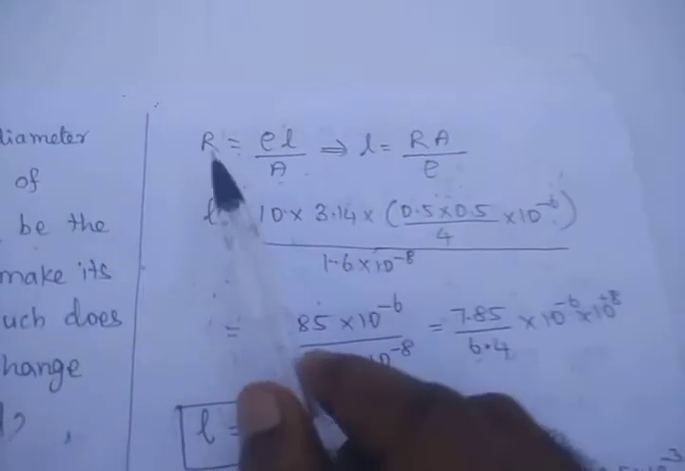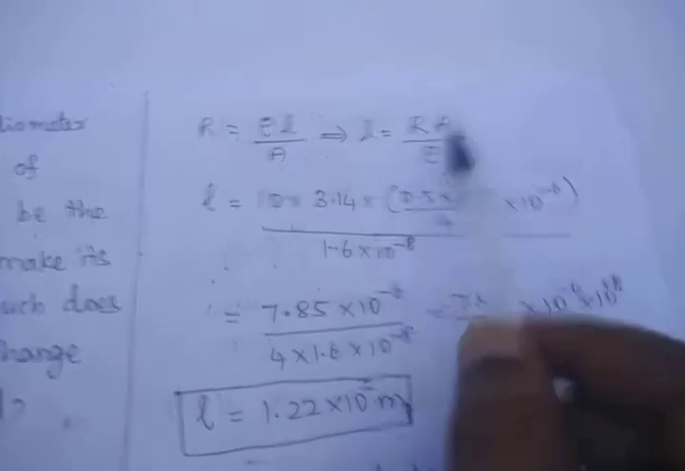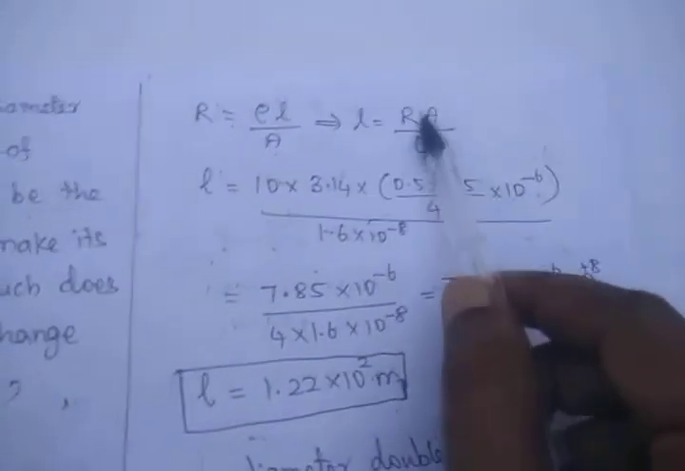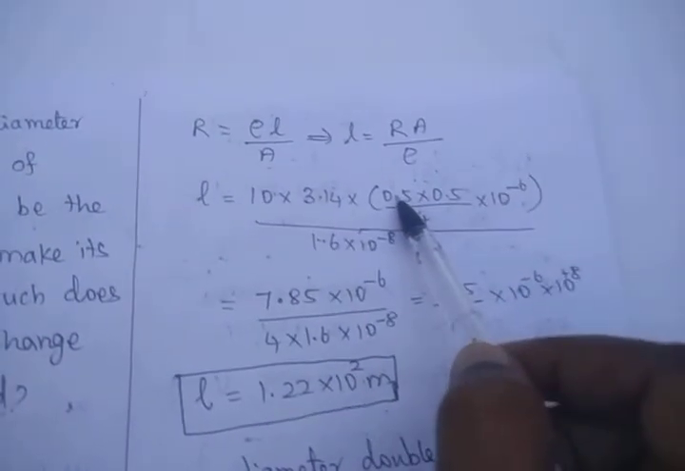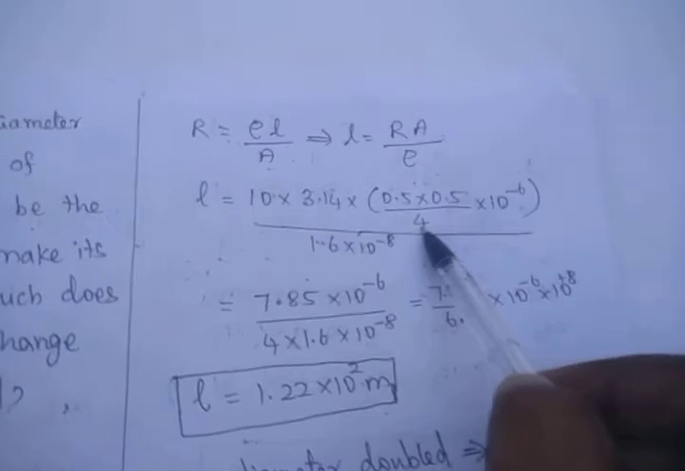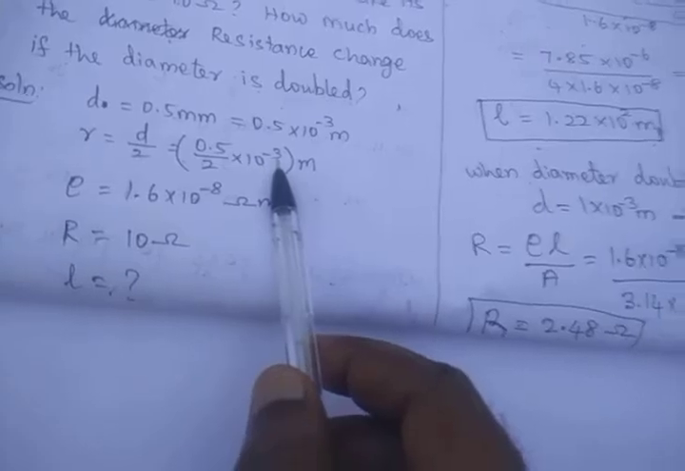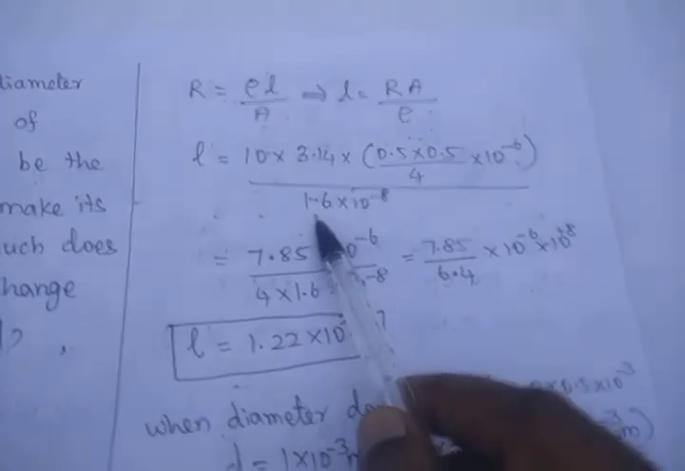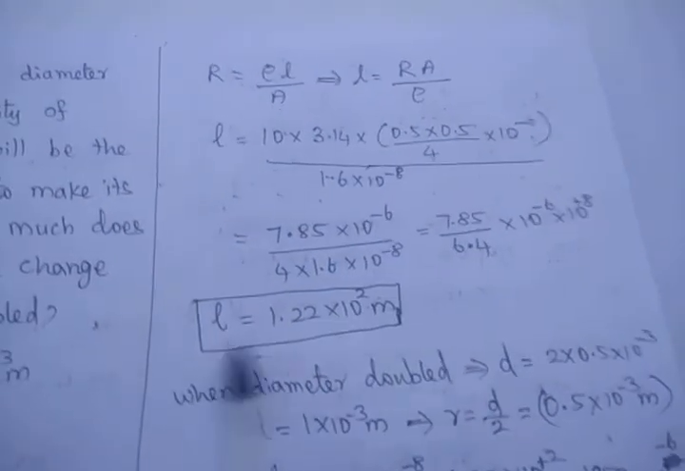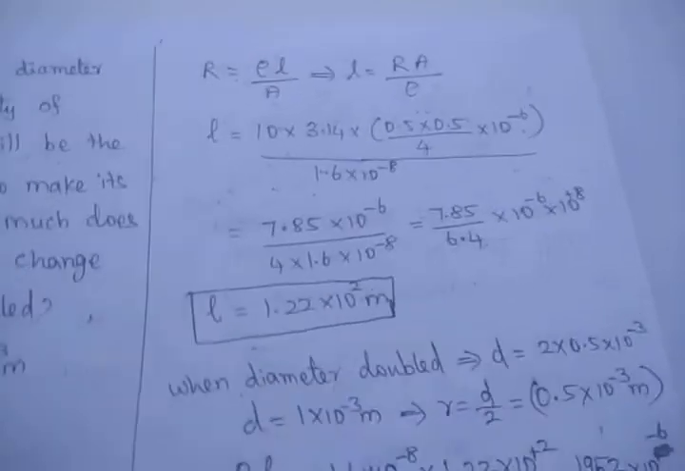We can find it very easily using only the formula R is equal to rho L by A, so L is equal to R A by rho. Substituting the area pi R squared, pi into R value 0.5 by 2, R squared means 0.5 into 0.5 by 2 into 2, that is 4, into 10 power minus 6, because 10 power minus 3 the whole square is 10 power minus 6, divided by the resistivity value 1.6 into 10 power minus 8. By solving these equations, we get the answer. The length is 1.22 into 10 power minus 2 meter.